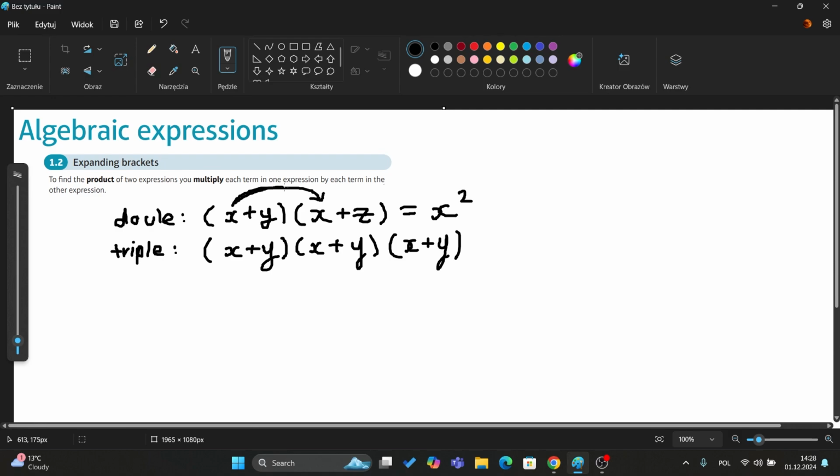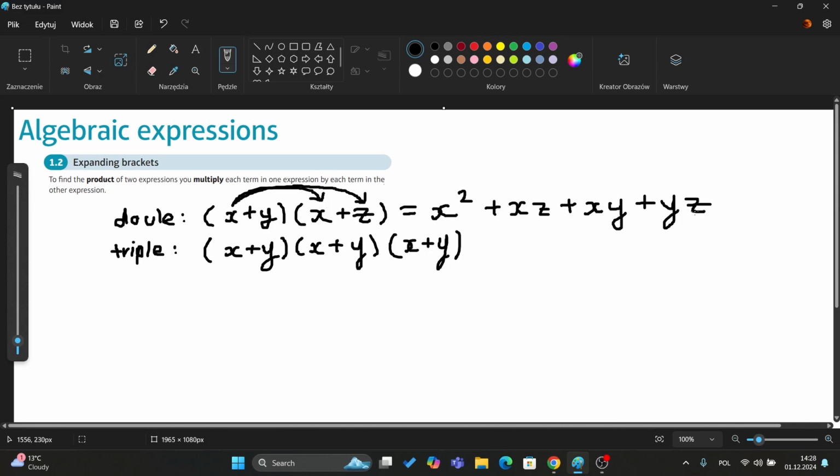We get x times z, that's xz, and y times x, so that is xy, and y times z, which is yz.